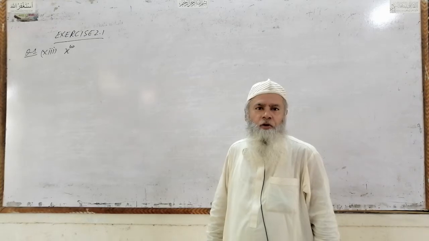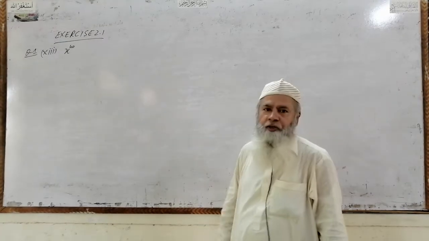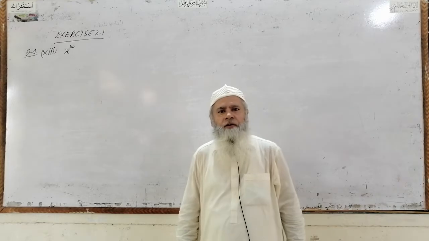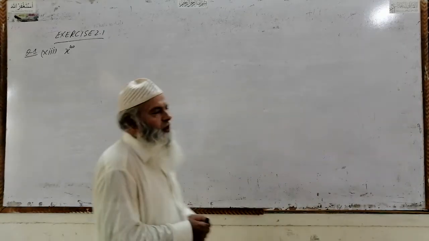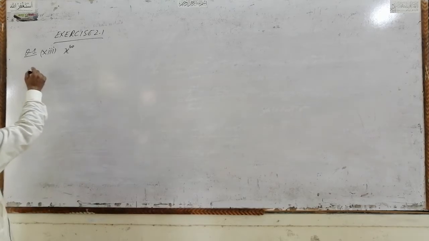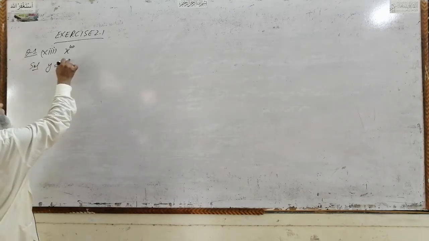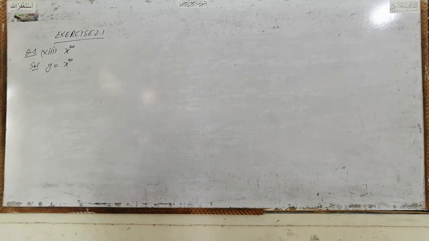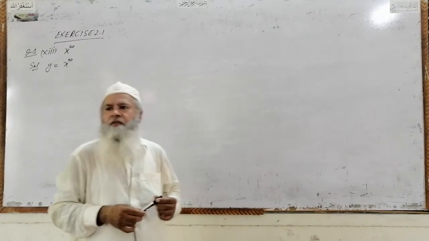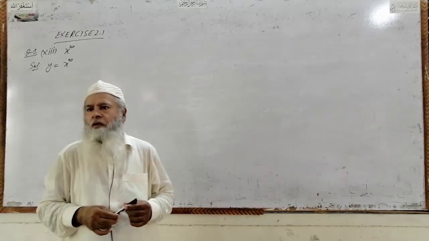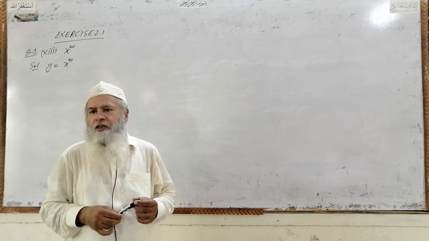Here we are going to solve question number 1, part 13, x raised to the power 40. In this question, basically we have to find the derivative using the definition. For this, we will assume y equals x raised to the power 40. And we have to find the derivative dy by dx. And how can we find the derivative dy by dx using the definition?